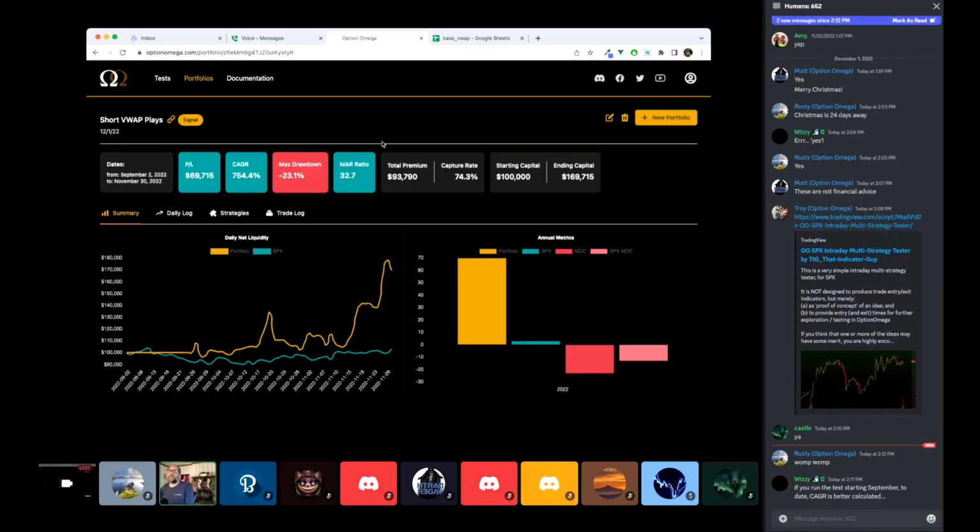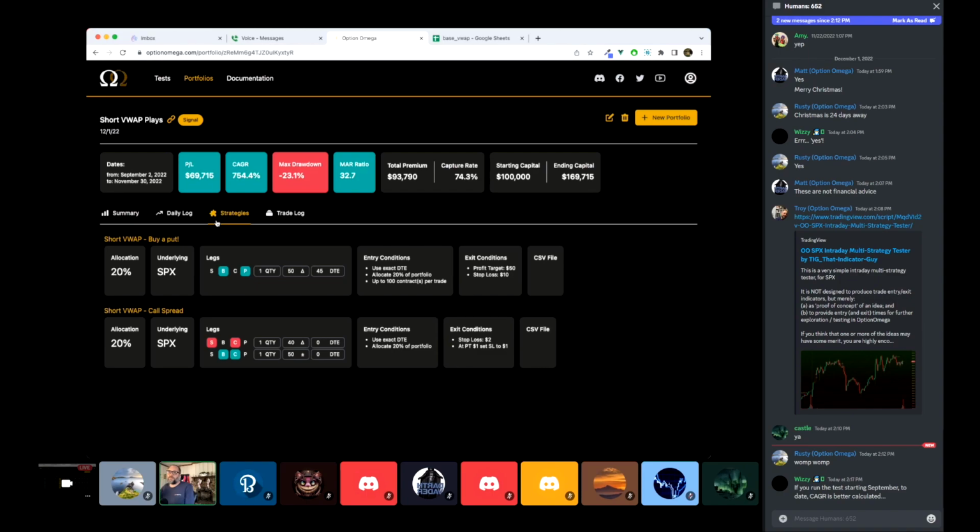So this one is a portfolio of those two tests. You short the VWAP, you buy a put. You short the VWAP, you sell a call spread. So together, right? Not bad. I mean, that's not bad.